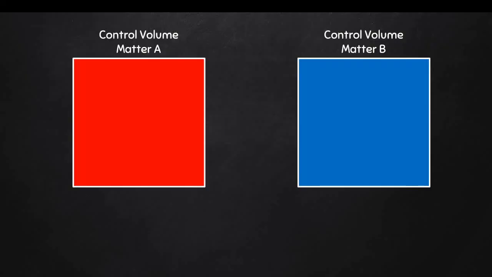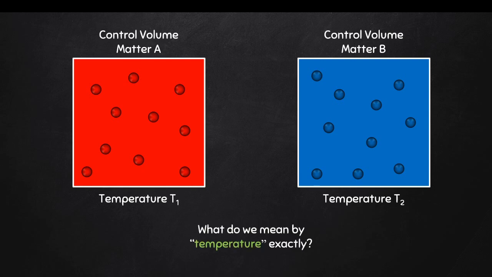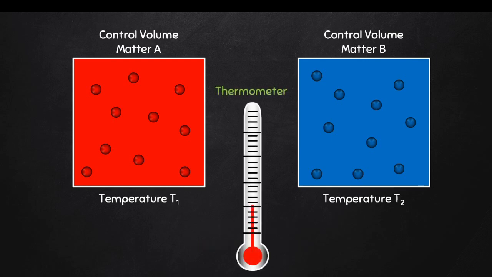Consider the following two control volumes containing matter A and matter B. Let us assume that matter A is at a very high temperature and that matter B is at a very low temperature. But what exactly do we mean by temperature? What is temperature? Well, think about how temperature is measured. There are many ways in which to measure temperature.